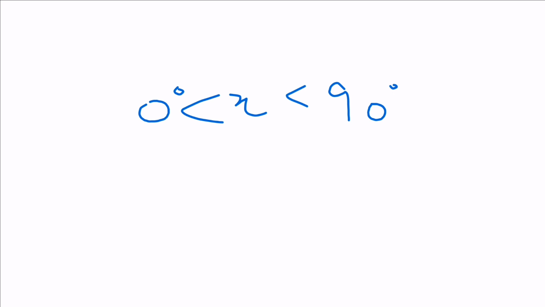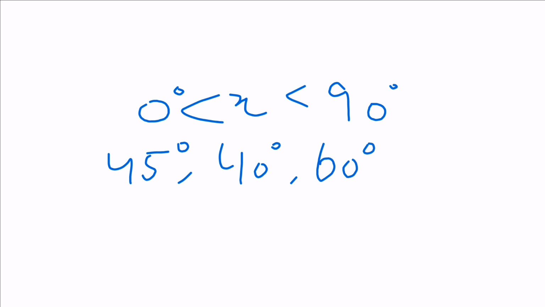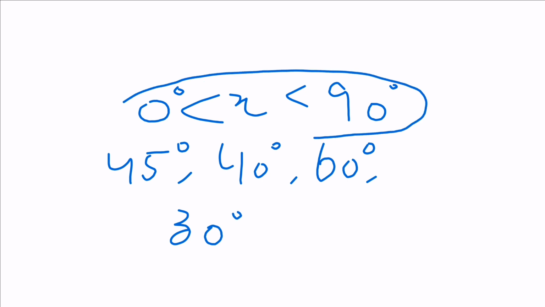For example, 45 degree is acute angle, 40 degree is acute angle, 60 degree is acute angle, 30 degree is acute angle, because these all angles lie in this range, less than 90 degree and greater than 0 degree.